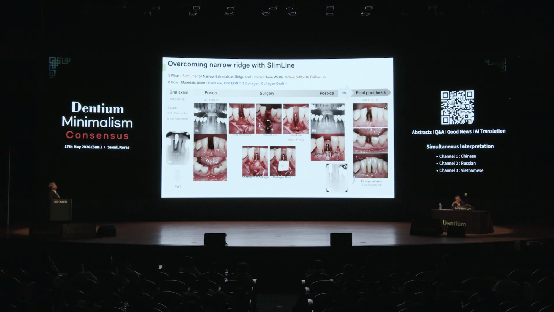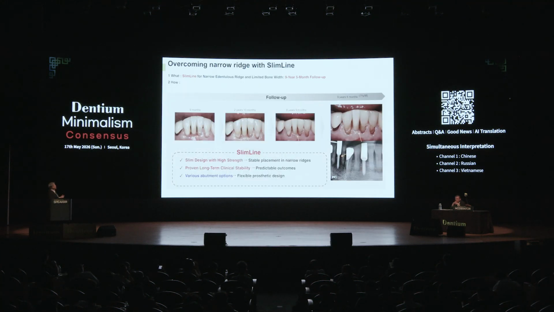Because the alveolar ridge is very narrow buccolingually, and there is also a vertical bone defect, we placed the 2.3 millimeter diameter slimline implant into the missing area, together with collagenate bone and the collagen graft. After the final processes and during the follow-ups, there is relatively very good bone remodeling and also soft tissue attachment. So we have a very good result with the narrow diameter, and also a very good result with the collagenate bone and the collagen graft.